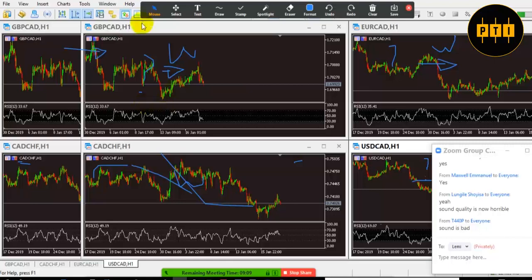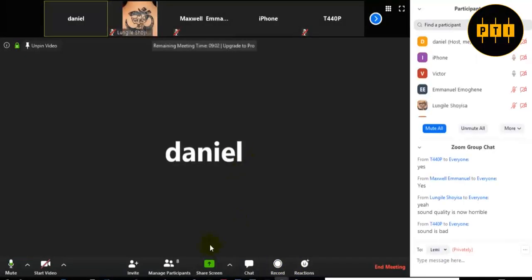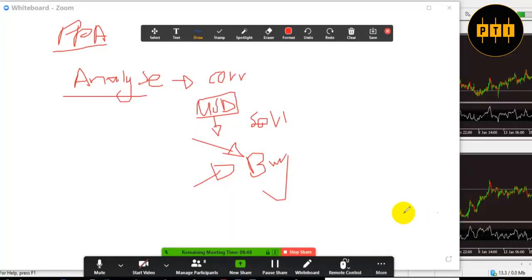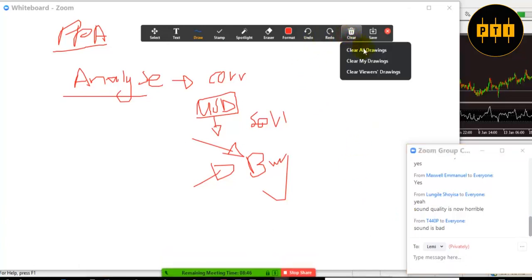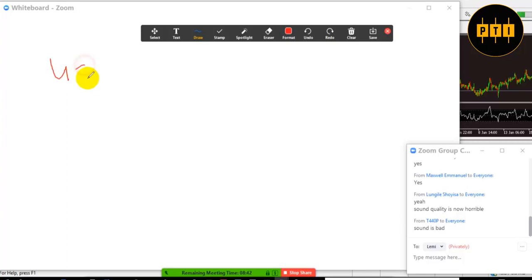Same thing applies to the other pairs. When you're analyzing the USD, you also have to do the same thing. Let me just share the whiteboard. Even when you're analyzing USD pairs, you open all the USD charts, and you begin to analyze each and every window, and then come out with the overall strength.